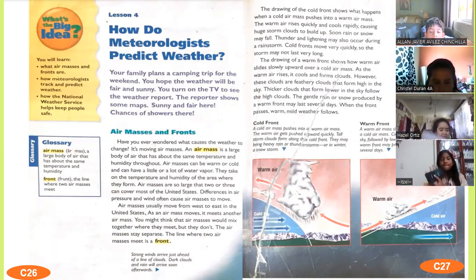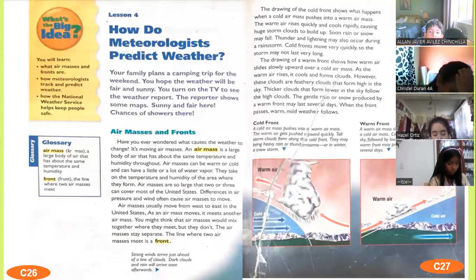That's an air mass. Air masses can be warm or cold and can have a little or a lot of water vapor. They take on the temperature and humidity of the area where they form. If the air mass is here in Honduras, the temperature would be warm because we are in a tropical area. But if the air mass is formed in the North Pole, the temperature needs to be very cold, because it forms in a very cold place.